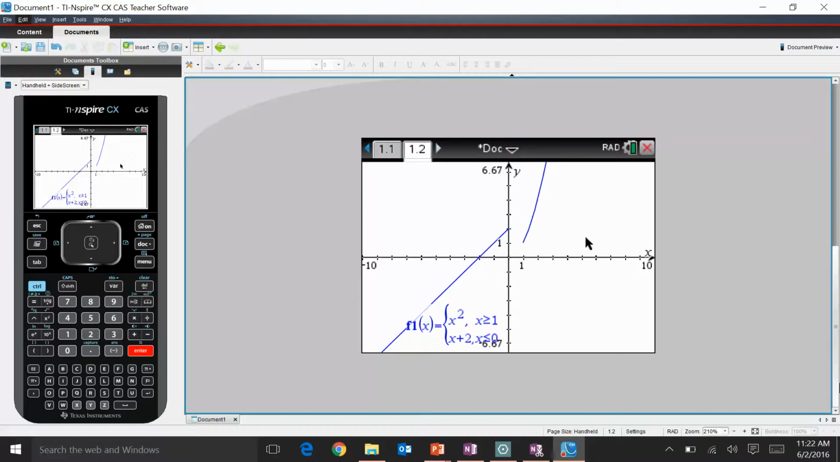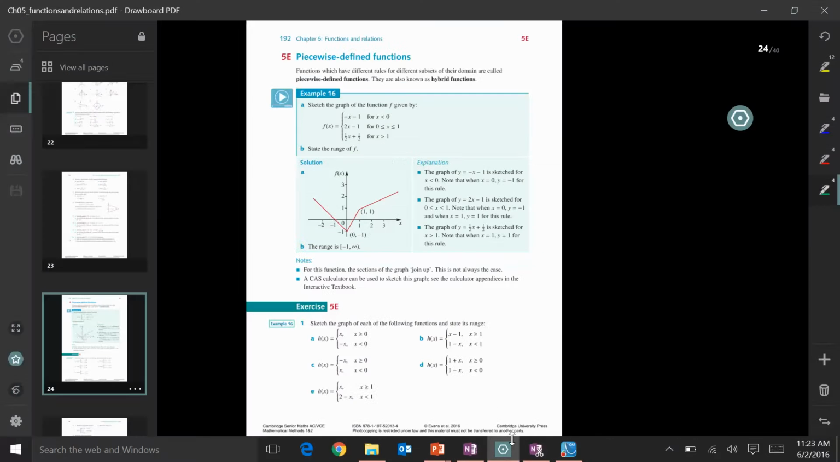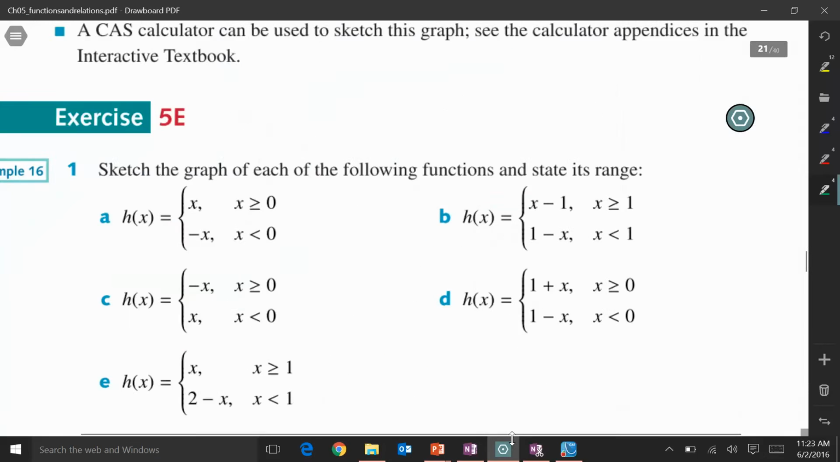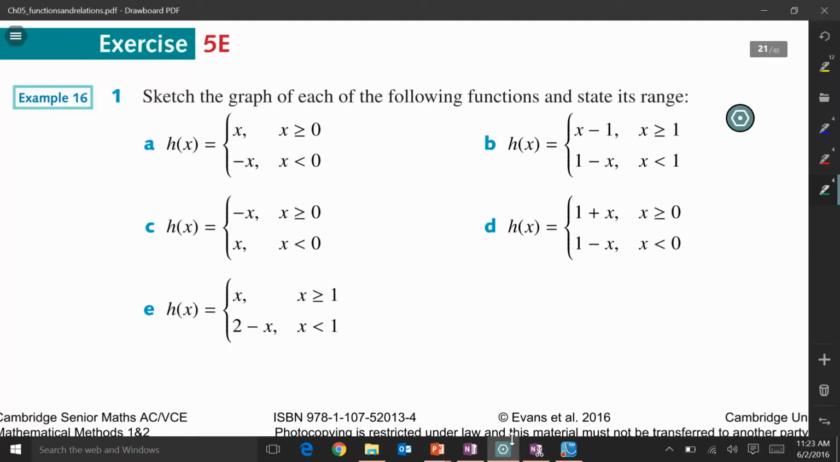Okay? And so all you're doing in that exercise, 5E, is they're going to give you a bunch of questions. So if I just go back, you can see all they're doing here. You see all they're asking you to do, sketch this graph when it's greater than or equal to 0. Sketch that graph when it's less than 0. So you're sketching 2 graphs. So just make sure you're drawing it correctly.